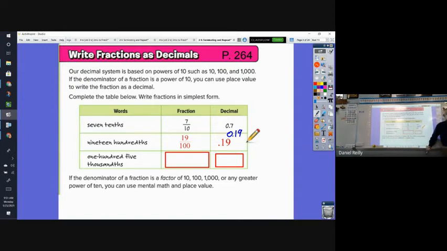Yes, Roman? Why is there no ones place? It just doesn't work that way. There is no ones. Yeah, it just doesn't work that way.